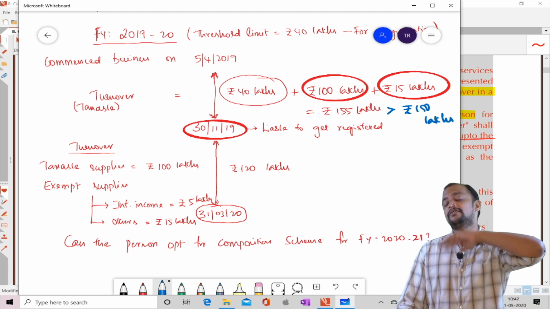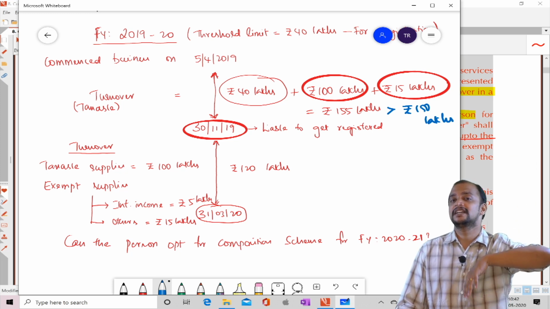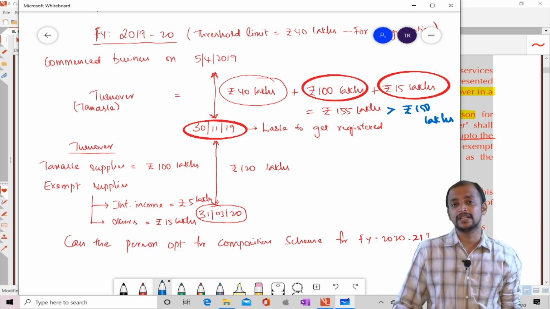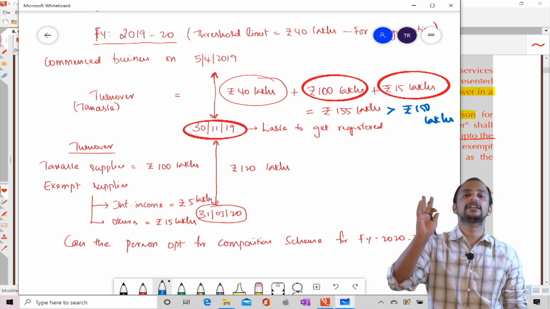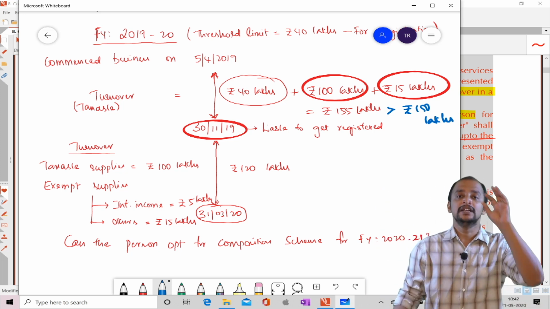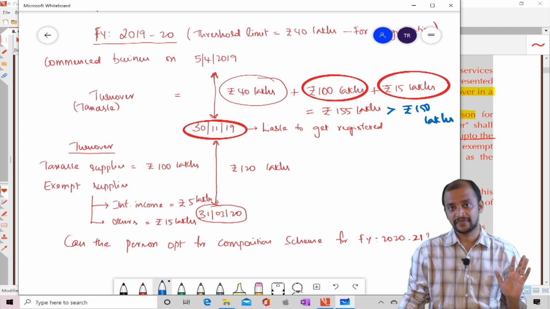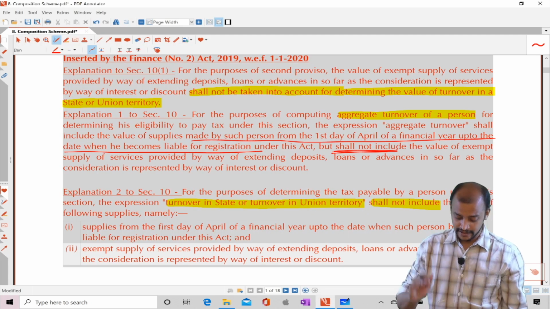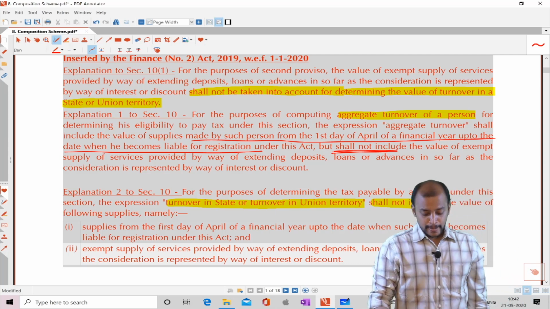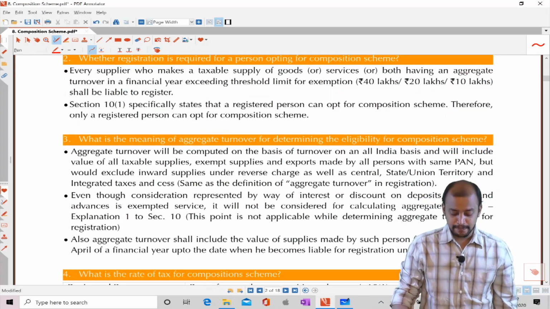Even the turnover from the date he commences a business till the date he is liable to get registered, that should also be taken into consideration for determining the eligibility of the composition scheme. This is as per explanation 1 to section 10. Understood? Next. Then that is what I have just explained here.